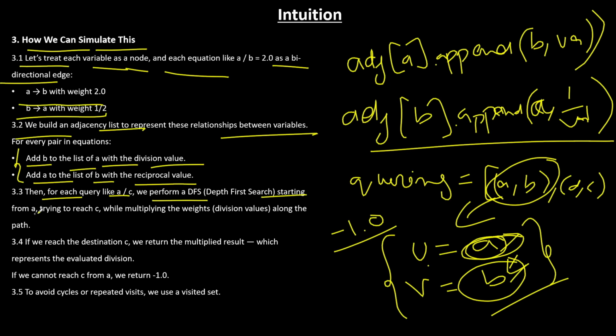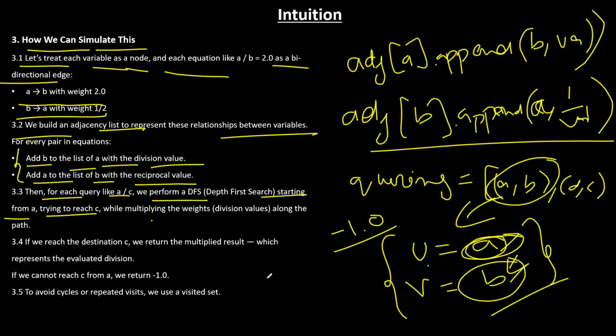Then we will multiply each and every edge I have written here, and for each query, we perform DFS starting from A trying to reach C while multiplying the weights which come on the way. Even if the paths go this way, suppose you came from here to here, you will roll back, right? If you come back, then the multiplication gets divided automatically. The recursion takes care of it itself, so don't worry about that. And then it goes to this particular path, fine?